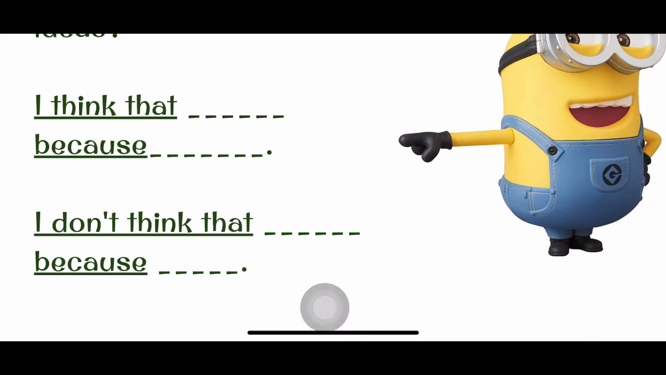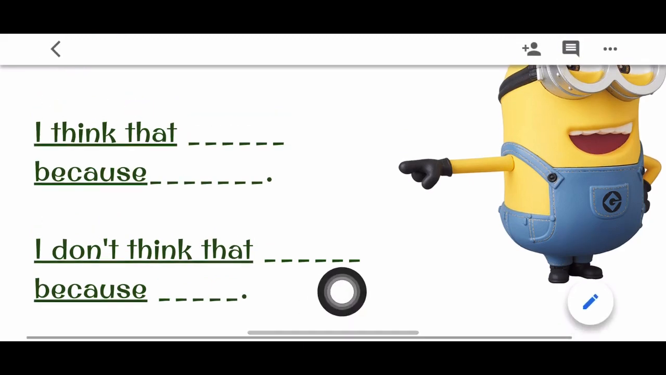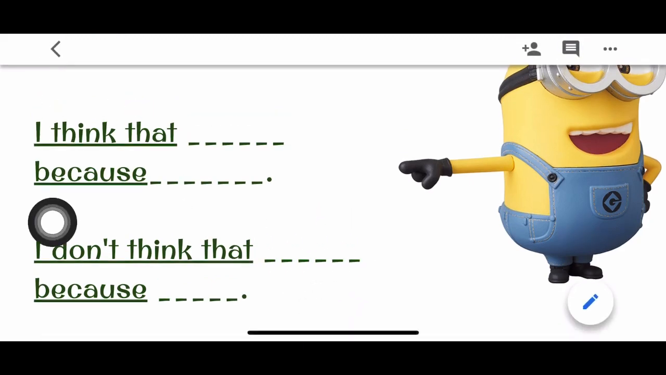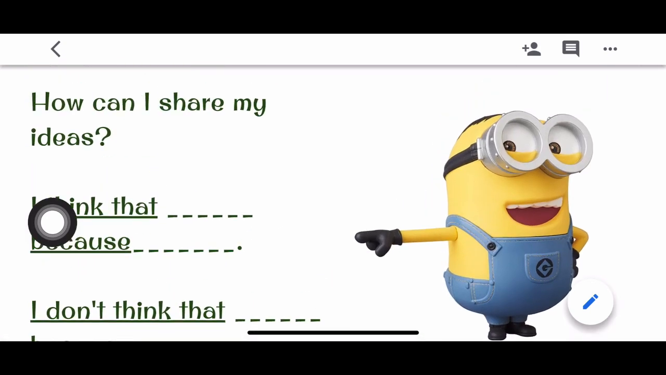You see, they need to walk. You see, they need to ride a horse. I don't think that is a good life. Maybe you can think it like that. But I just want you to see that this is one way for you to share your idea or your opinion, okay?